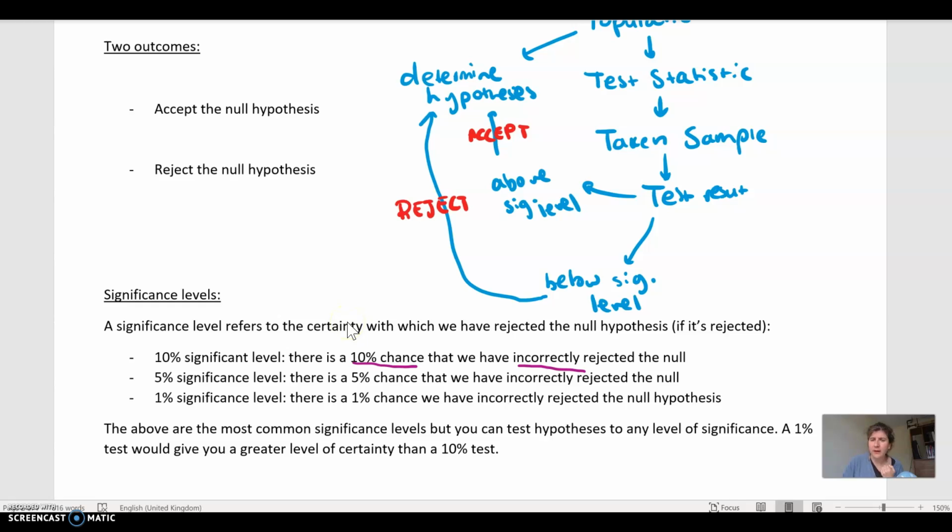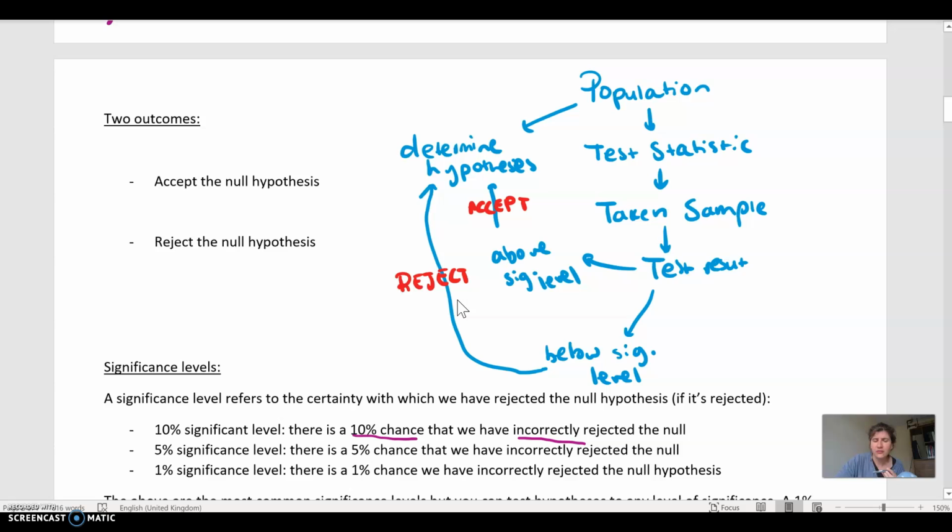Okay, I like to think about it in terms of a flowchart. So we have our population. We determine what our test statistic is going to be, and we also determine our hypotheses. From that, we take a sample, we test that sample, and we obtain a result.